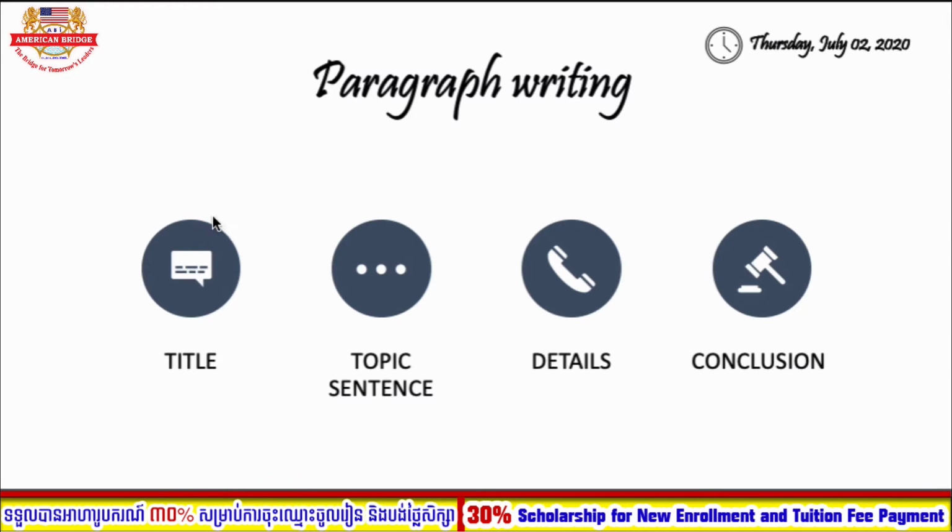First, you need to think about the title of your paragraph. What do you want to write about? And then choose a topic sentence, which is the main idea. What do you want your reader to know? What do you want your reader to learn? So the topic sentence, mostly it is only one sentence, but it contains the whole idea of your paragraph.